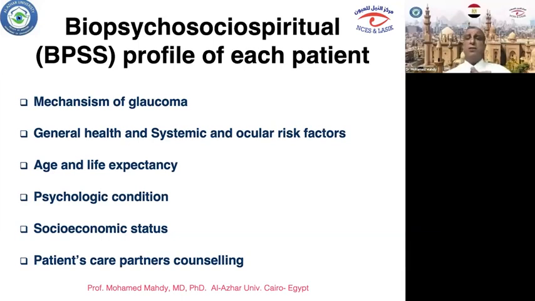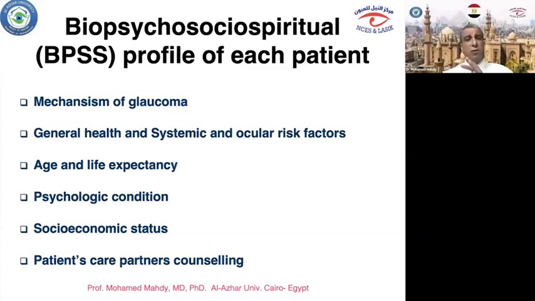General health, systemic condition, and other risk factors like cardiac disease and bronchial asthma should be addressed because they will affect our choice of medication and our decision if we are going to submit the patient for surgery. Age and life expectancy of the patient are very important. Psychological condition, socioeconomic status, patient care, and partners should be counseled carefully on how to help this kind of advanced glaucoma patient and about the danger of the disease and its importance.